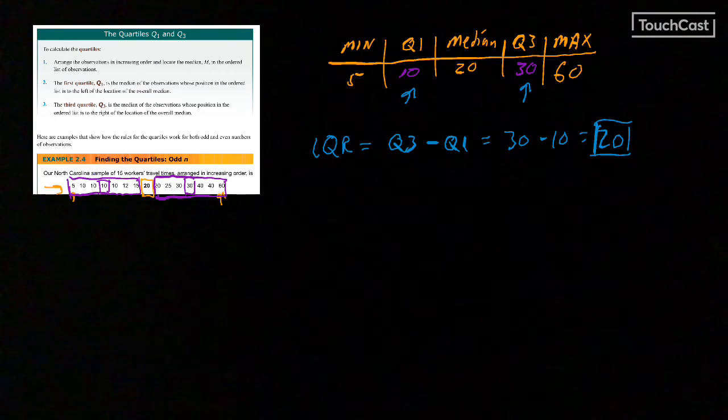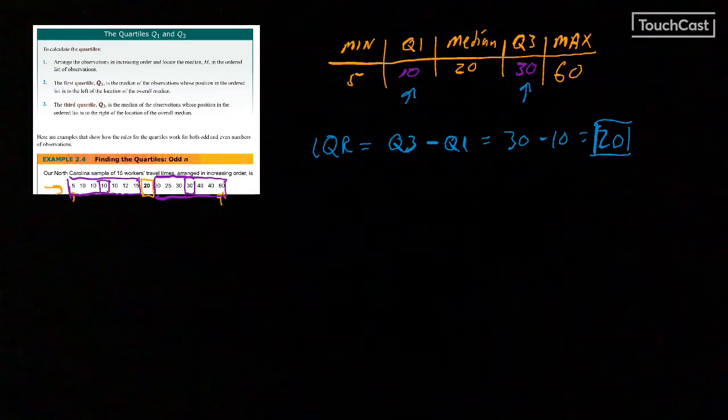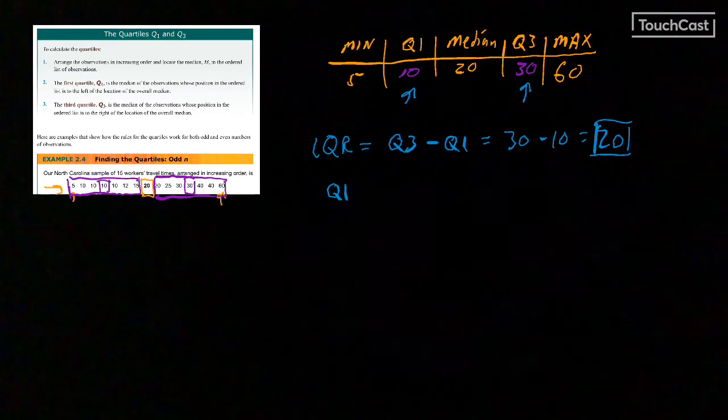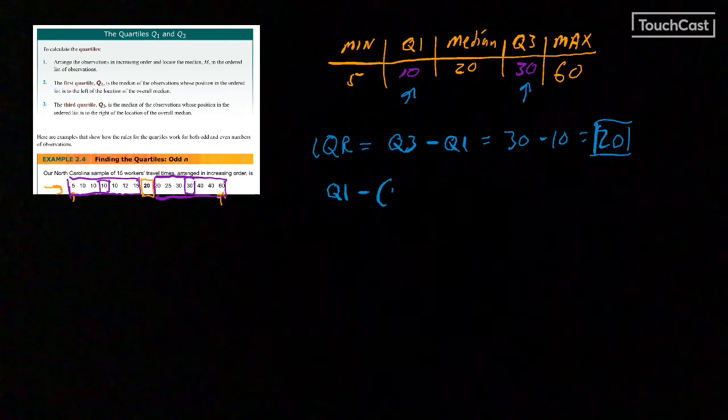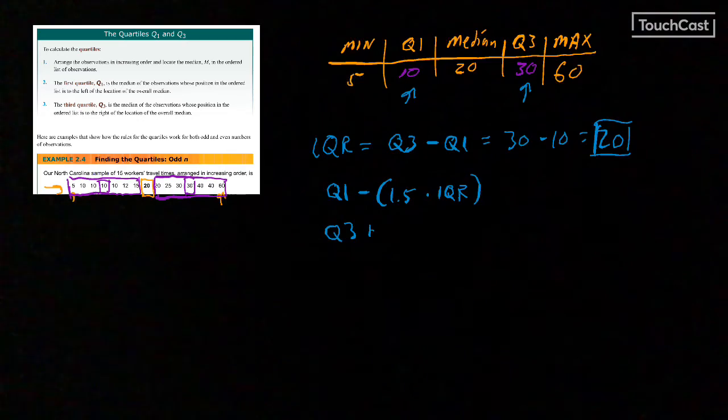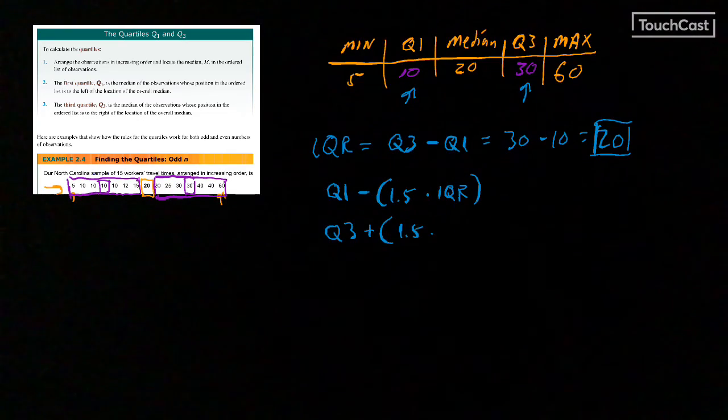So the next step is to figure out the low and the high values. To do that, we just follow 2 simple formulas. One is Q1 minus 1.5 times the IQR that we just figured out. That's going to give us our low end, and then our high end is going to be Q3 plus 1.5 times the IQR.